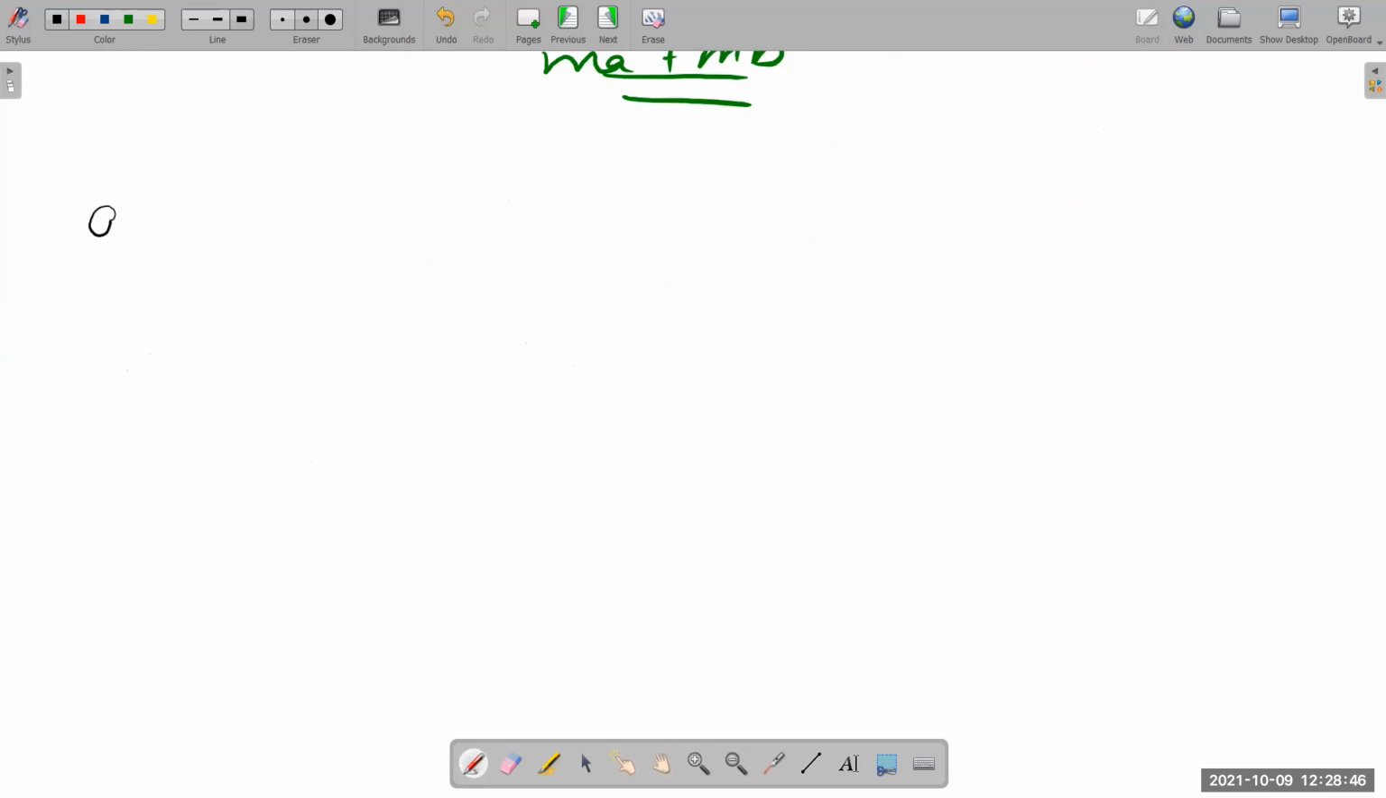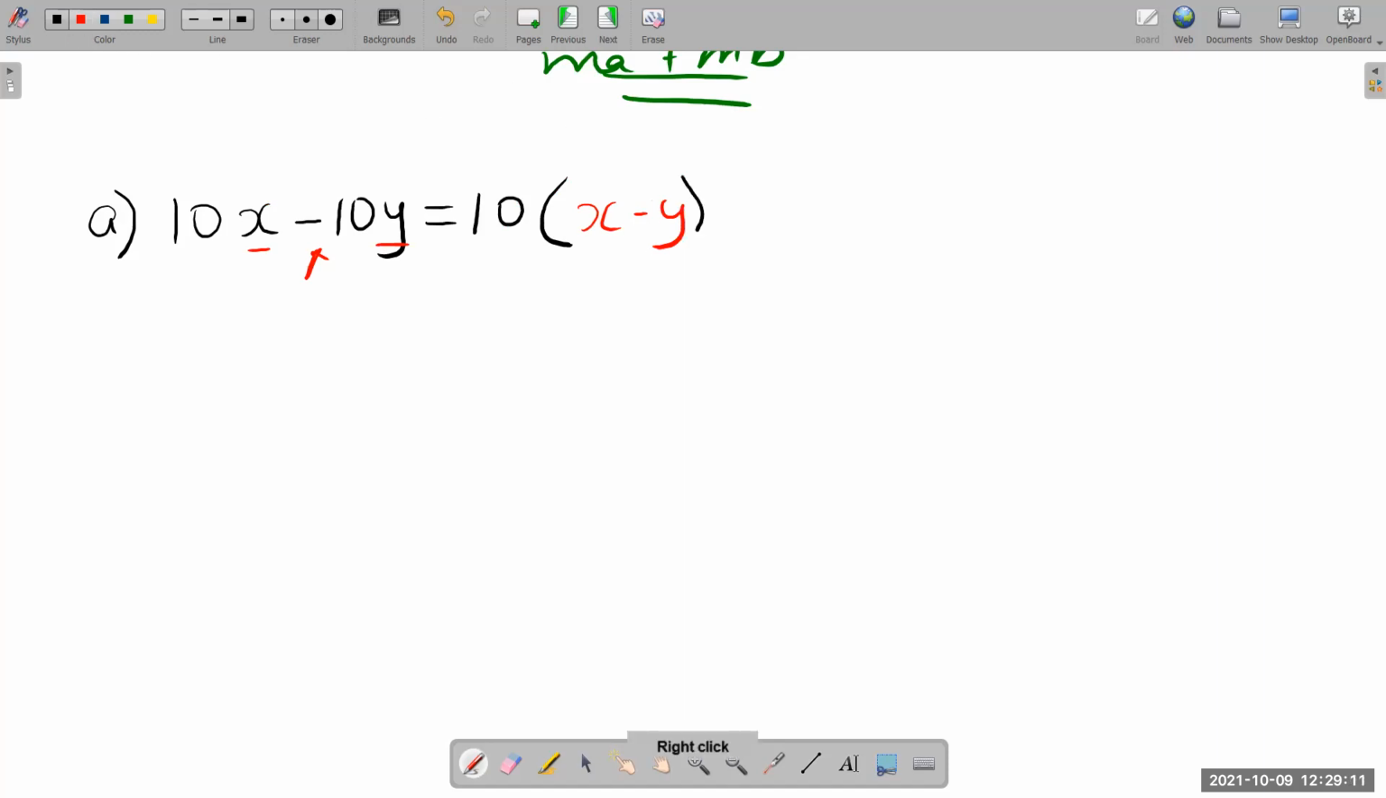So let's go back to A. We're going to have 10x minus 10y. Again, this is a simple one. We know that here 10 is a common entity, so we pull 10 out. What are we left back with? We're left back with x minus y. So we're going to put x minus y, close bracket.